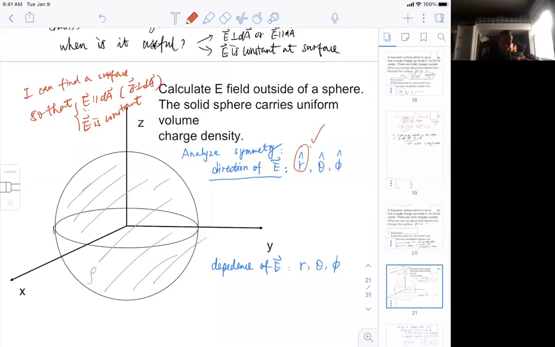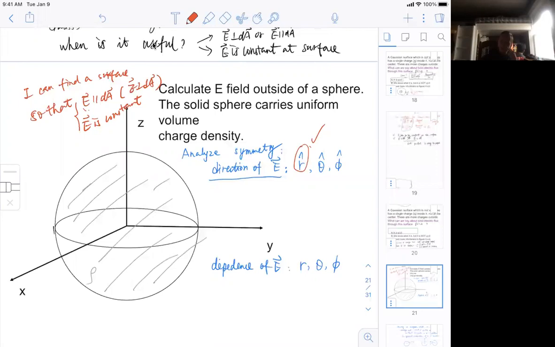Very good point. Once we did the calculation, we realized a solid sphere is equivalent to having all the charge concentrated in the center in terms of the E field. That's something you already know, but right now we don't know that fact yet, right? We just want to figure out, okay, what is the direction of E?